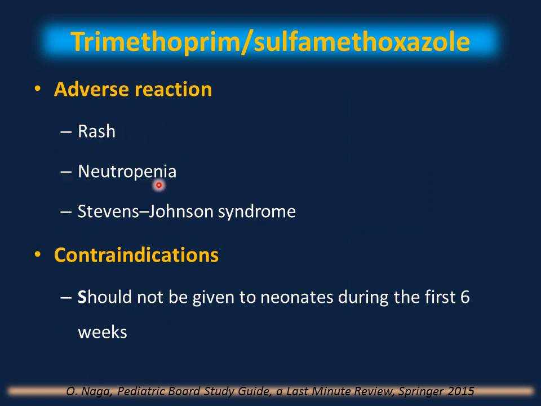Rash is a very common adverse reaction of trimethoprim-sulfamethoxazole. It can also cause neutropenia, and severe cases can cause Stevens-Johnson syndrome. Contraindication: it should not be given to neonates during the first 6 weeks of life. Why? Because the sulfamethoxazole or sulfonamide can displace bilirubin from its albumin binding sites in the plasma and can cause kernicterus. So it's very important not to use it in the first 2 months of life, usually 2 months and older, but less than that is contraindicated.